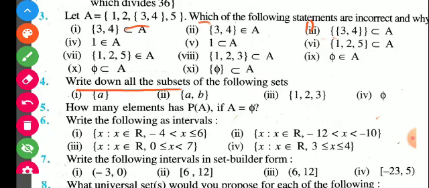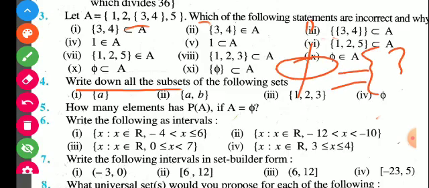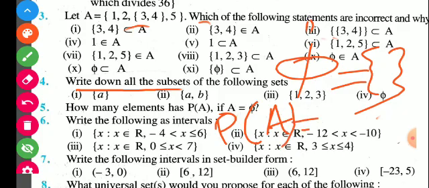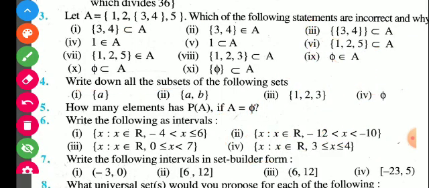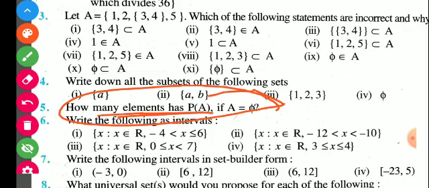How many elements are in P of A if A equals phi? So students, you check that phi is also a set which has no element. But the power set of A, that means of phi, is phi itself. Okay, so only one element is there. So what will this answer be? How many elements are there? Only one element is there. This is the answer.